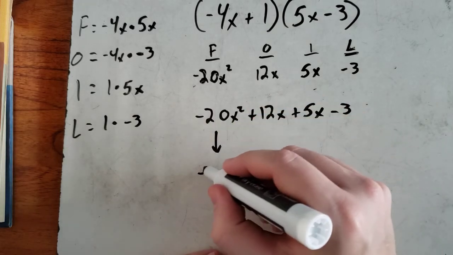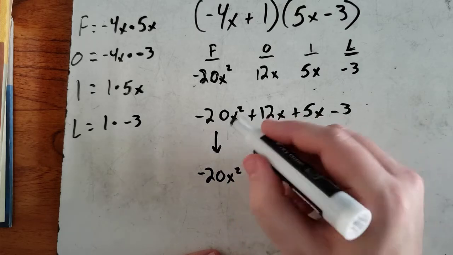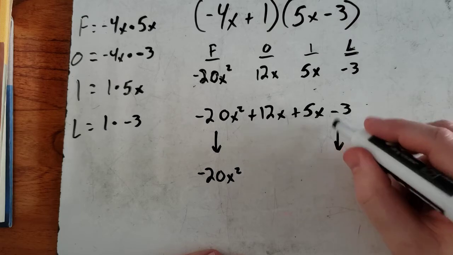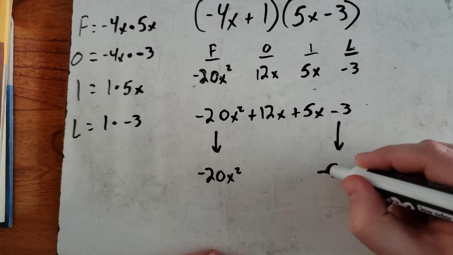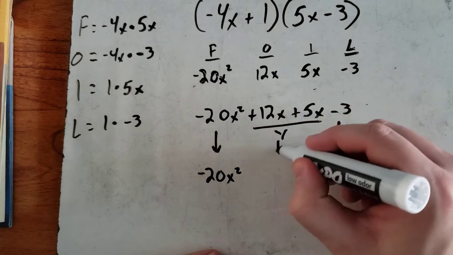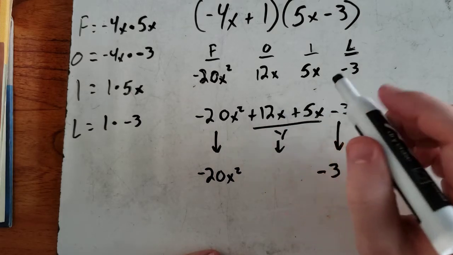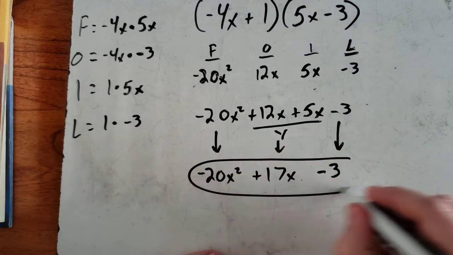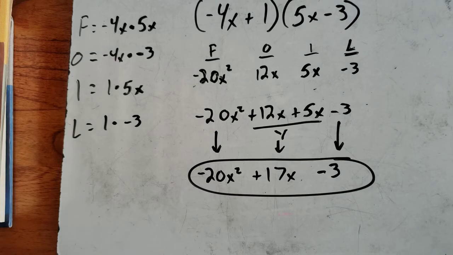Drop down your first term, negative 20x squared, because it has the x squared, nothing else does. Drop down your last term. It's a negative 3, so we bring down that negative with it. And then the middle terms, we're combining them. We're adding them together. 12x plus 5x is a positive 17x. And that's our final answer. That's what we're doing, and that's how we're doing this. That's the simple gist of it.